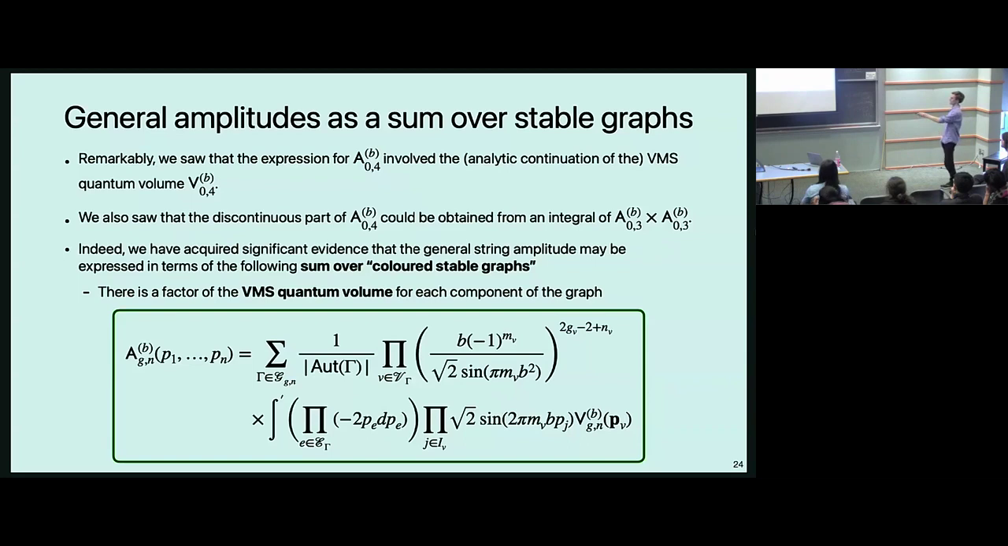We assign them a Liouville momentum and integrate them, say, from 0 to infinity or along the minus 45-degree line. Now, for each leg of the graph, we associate a sine 2 pi mbp factor, where m is the integer associated with the coloring of the vertex. And finally, as promised, there's a factor of the quantum volume for each component of the graph. And we've checked that this gives an answer at least compatible with all of the known symmetry constraints for genus 0 up to 5 point, genus 1 up to 3 point, and for genus 2, I think just the 0 point. So we have a fair amount of confidence in this formula.